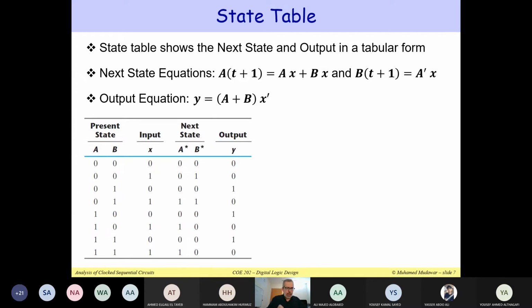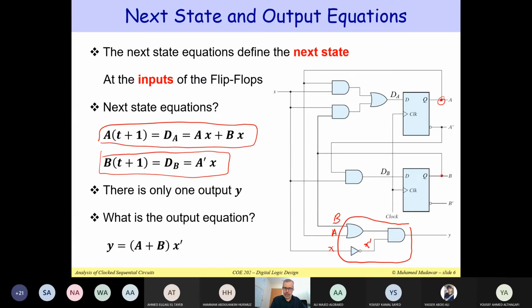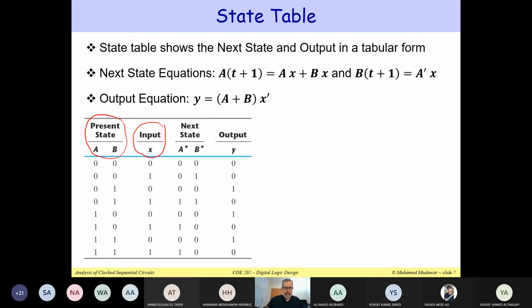In the state table, we place the input X, but this is not sufficient because the next state and the output depend also on the present state. The present state appears here at the outputs A and B. We use it as input in the state table, because the next state and the output depend on the present state, not only the input X. So we have A and B, these are two state variables. We use them like inputs in the state table, and also we have the input X.